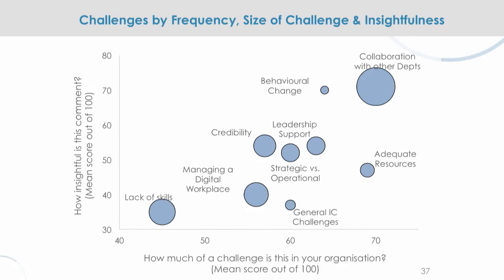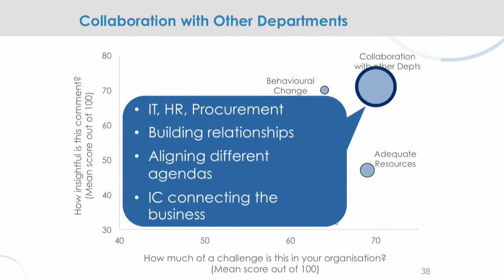So on the horizontal axis here, we have this evaluation criteria we used, how much of a challenge is this in your organisation, and up the vertical axis we can see how insightful people are rating these comments. So with regards to collaboration with other departments, a lot of people are talking about it. People rate all these comments as being, yes, this is a big challenge in my company, and yes, these comments are very insightful. So it's people talking about relationships with IT and HR and procurement, building relationships.